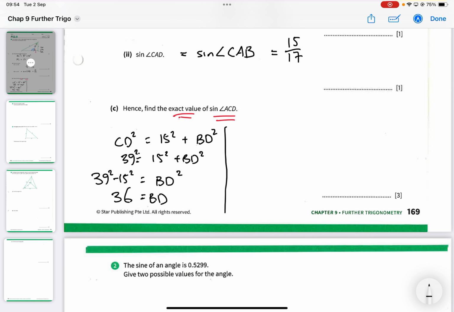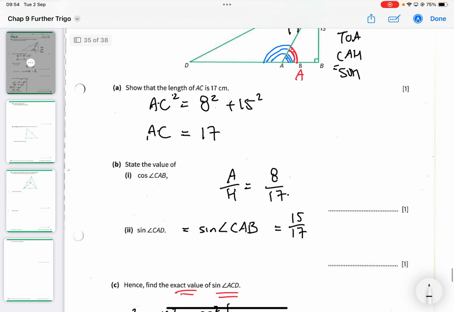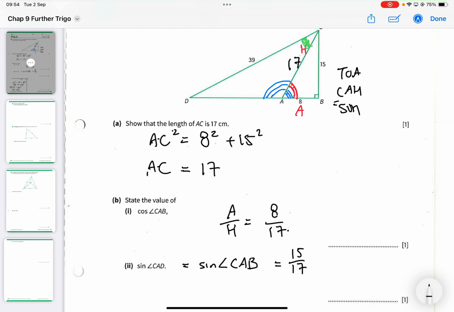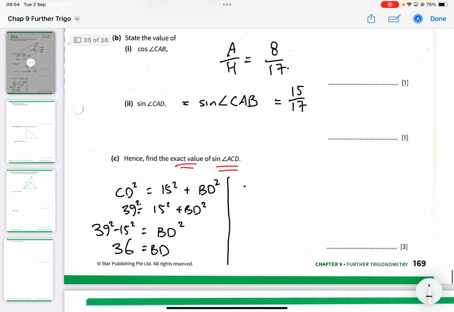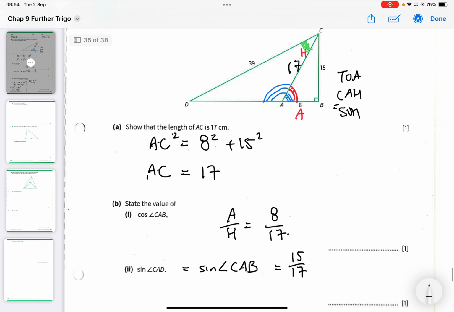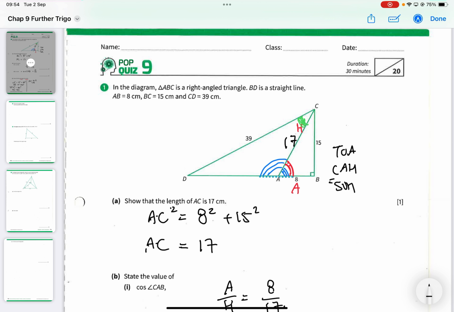Okay, after I find BD, I can find AD already. I have found BD is 36. Then AD must be 36 minus 8, which is 28. Then once I have found AD, here is 8. Okay? If I draw, I just take out this triangle. Okay, everyone focus on Mr. Ong.